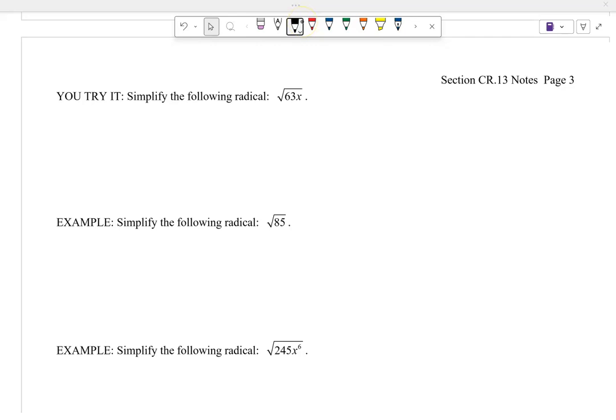All right, looking at that square root of 63x. Pause the video for this, you try the problem. You should see 9 and 7. 9 times 7 is 63. We know the square root of 9 is 3. So we got 3 root 7x.